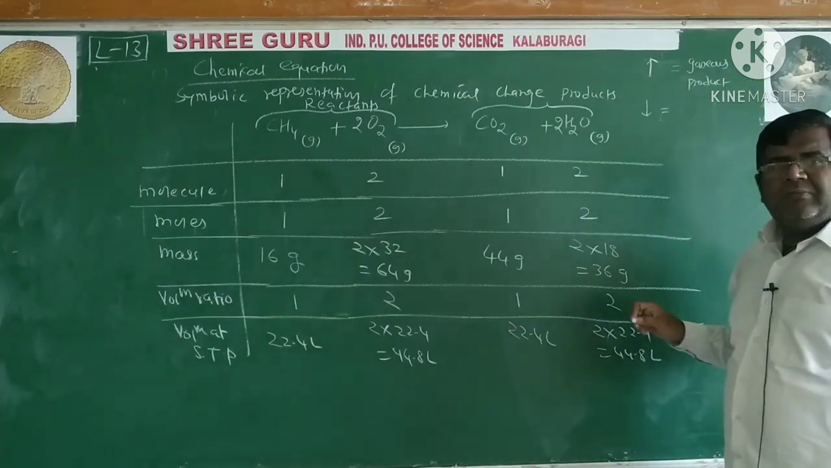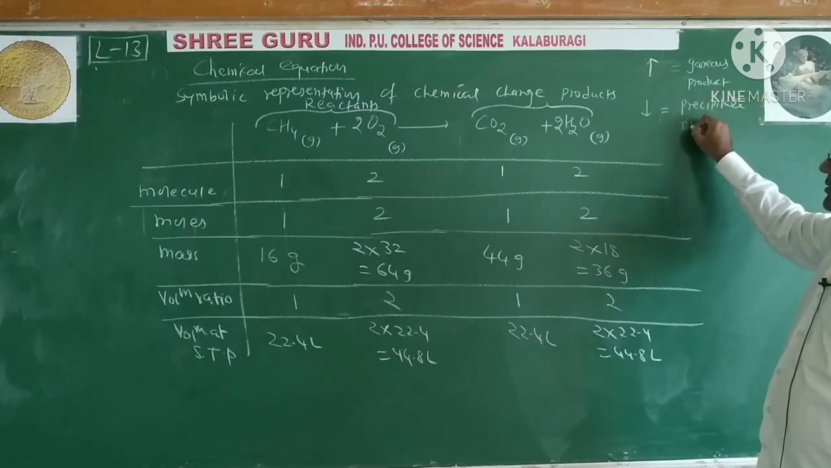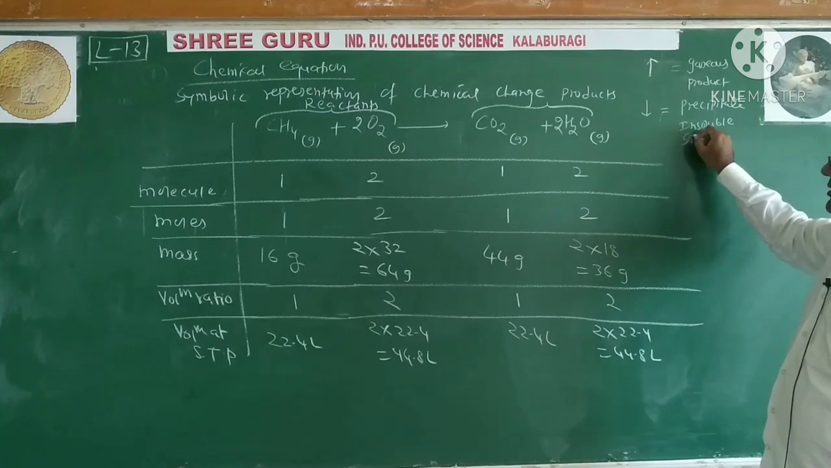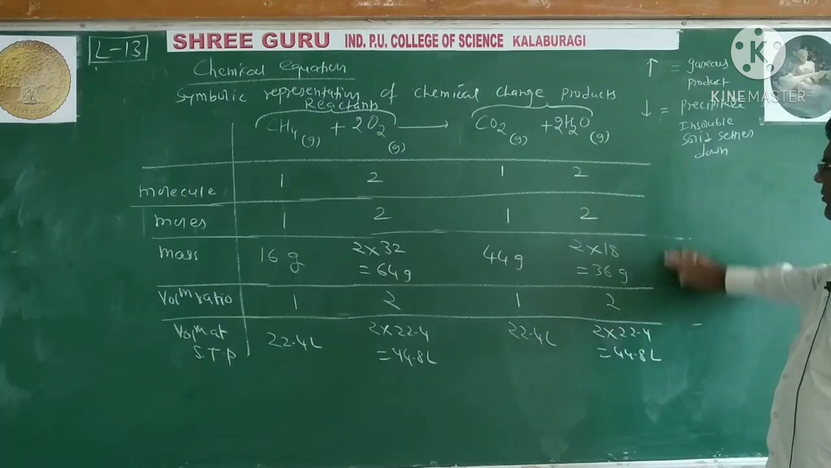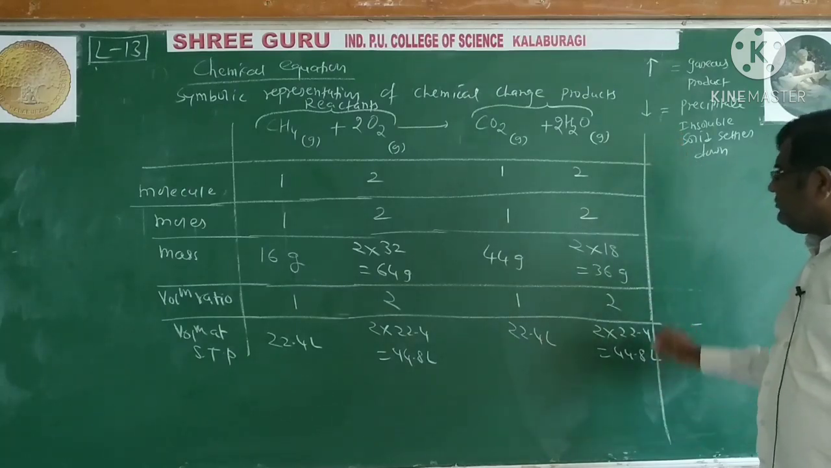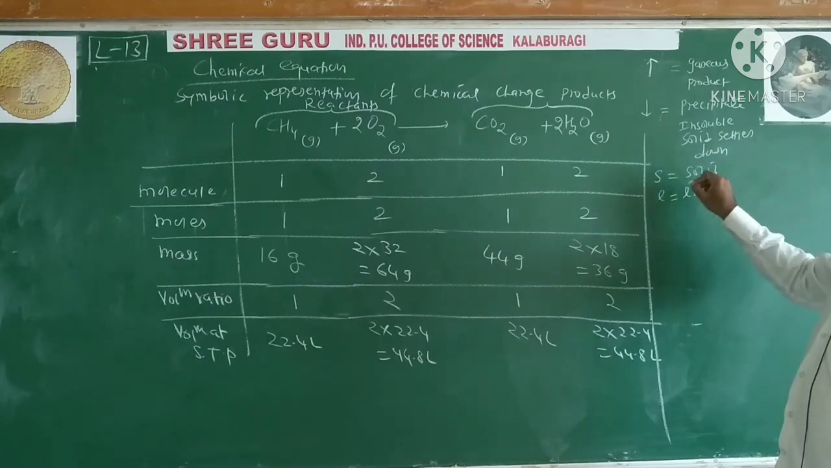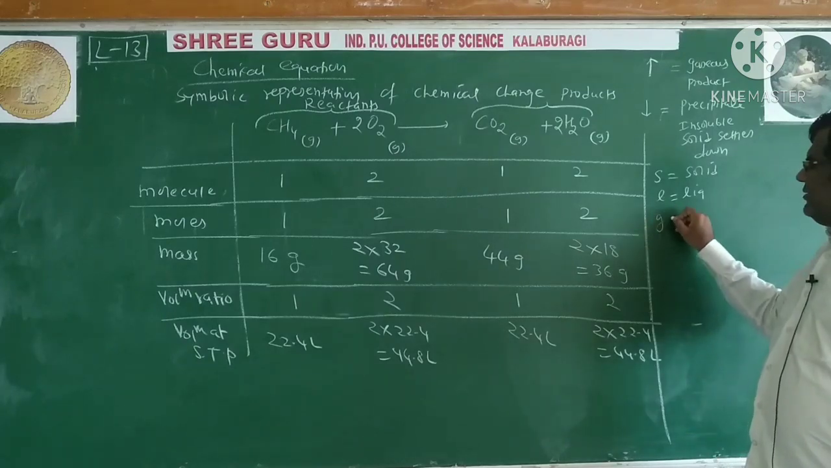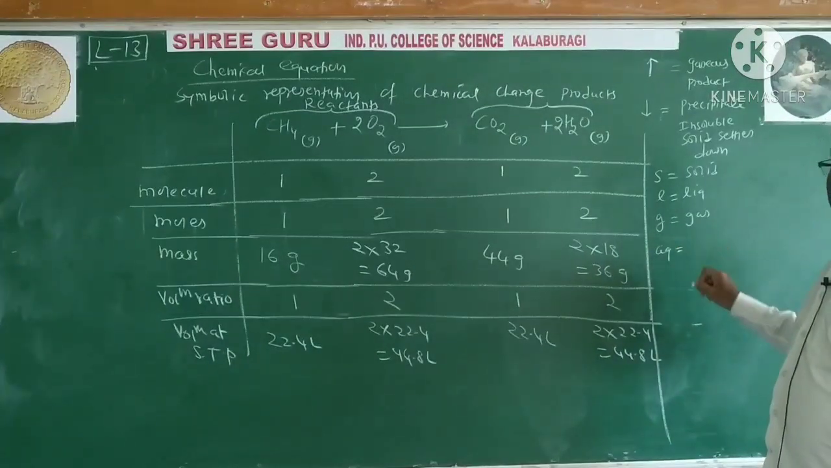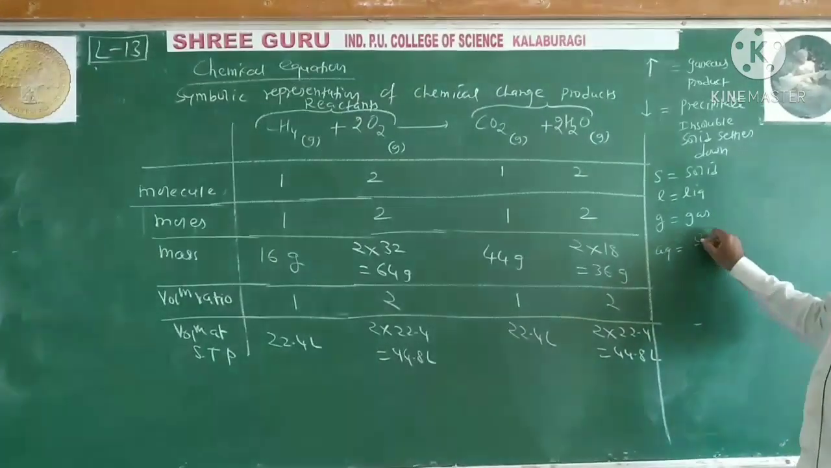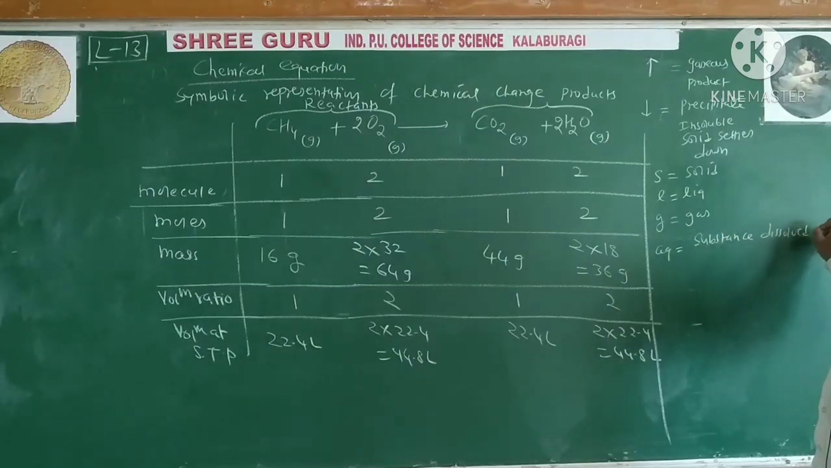Downward arrow means there is precipitate. Precipitate means insoluble solid which settles down. That's why this downward arrow. Then, S means it is in solid state, L means that substance is in liquid state, G means it is in gaseous state, AQ means aqueous, substance dissolved in water.